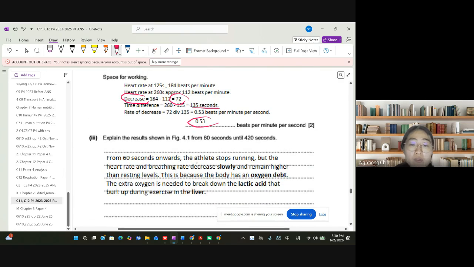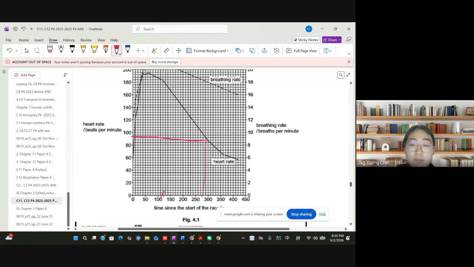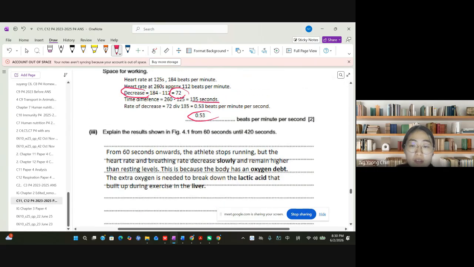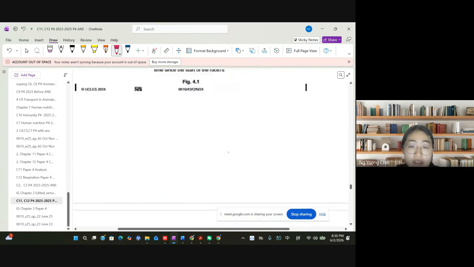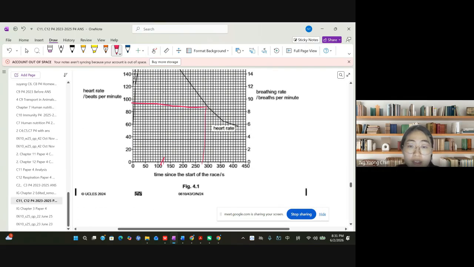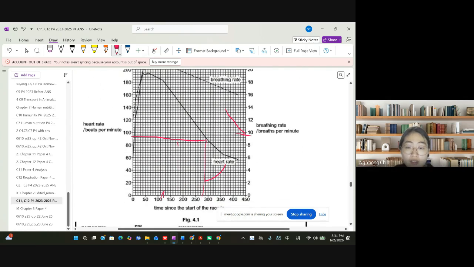And then you compare with the data that I give you. So you can see this graph, right? The very interesting part is whenever they reach about 60 seconds to 420 seconds, which is around here. Okay, I cannot draw it. Yeah, around here.